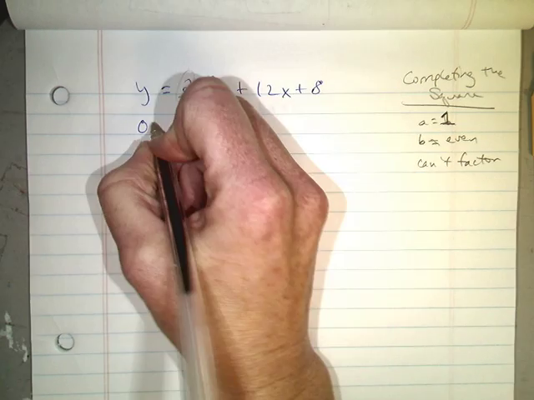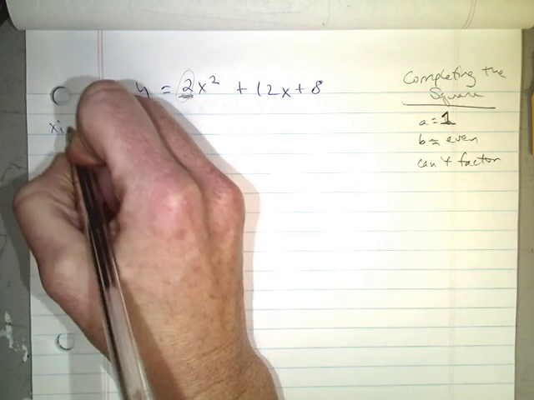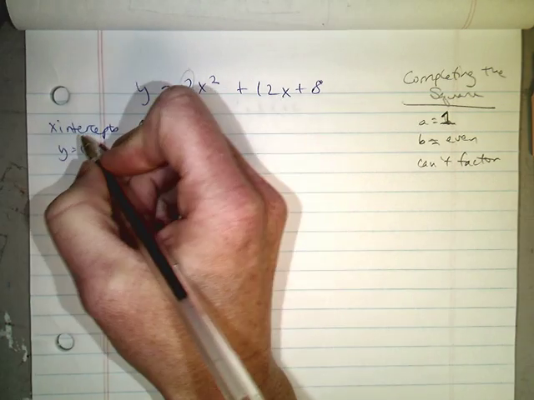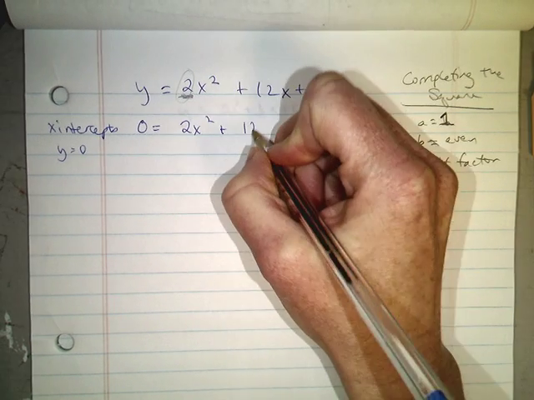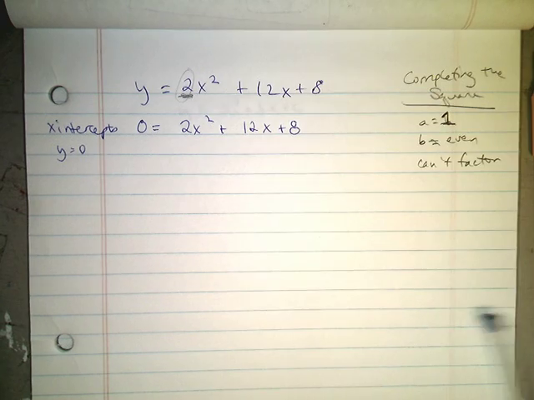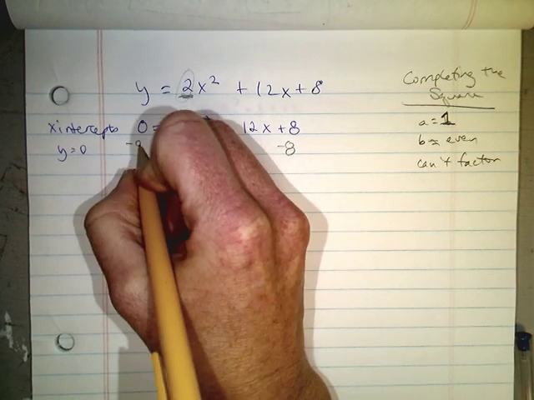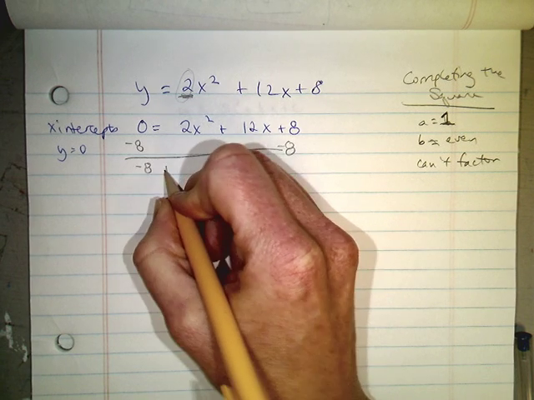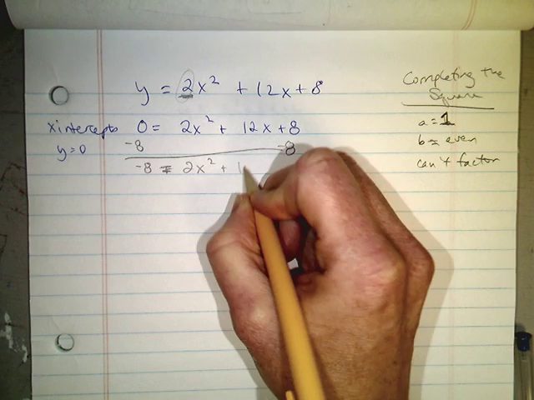I'm first going to set this equal to 0 because I'm looking for my x-intercepts. And we know that when we have x-intercepts, y is equal to 0. I'm going to now finish y equals 2x squared plus 12x plus 8. What I'm going to do now is move that 8 over to the other side. Minus 8, minus 8. So I have negative 8 equals 2x squared plus 12x.